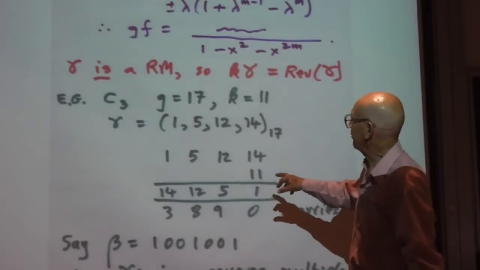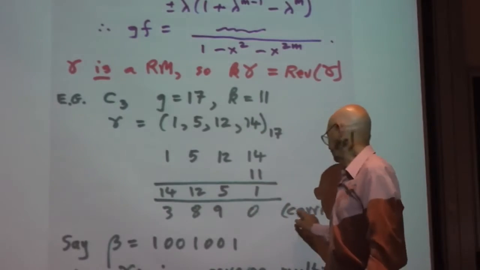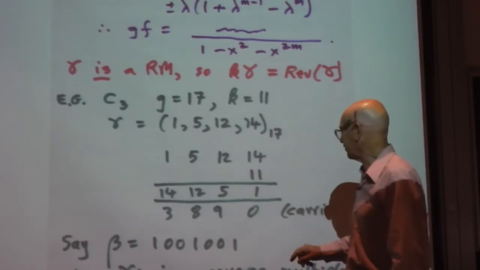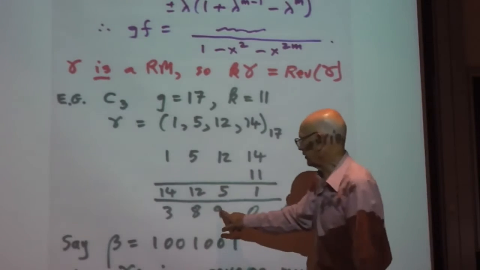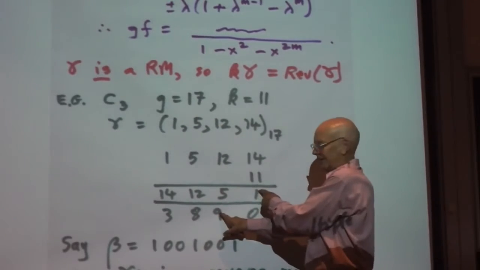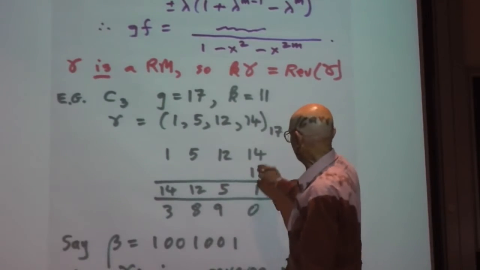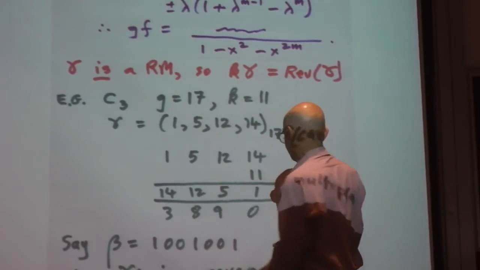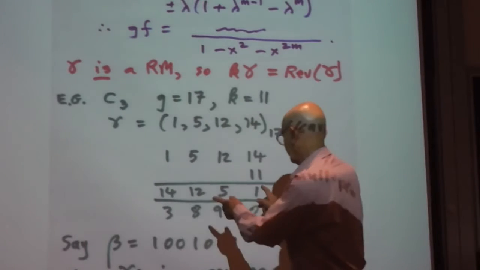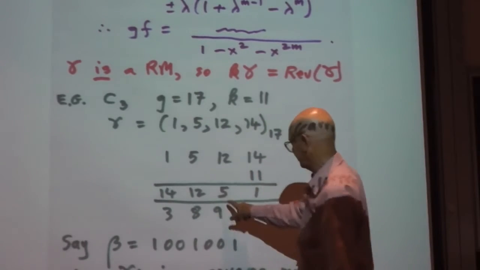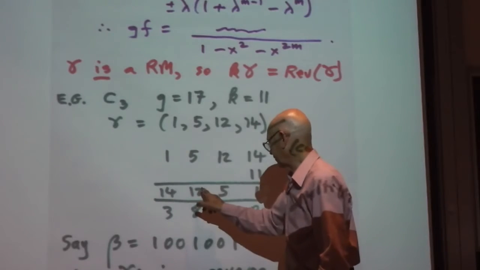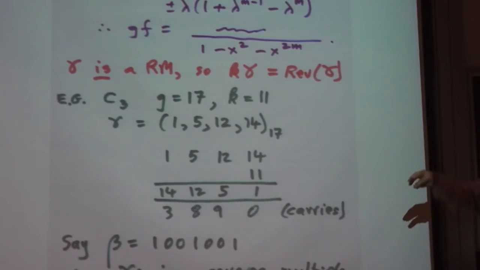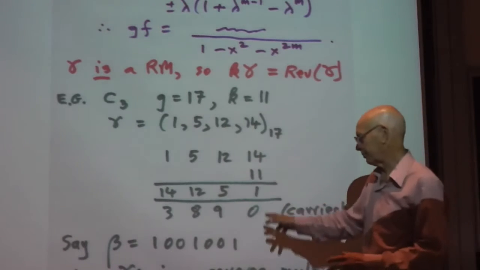So we're doing calculations mod 17. But because we can also read off the carry digits, we don't really have to work very hard. So we say 11 14s is 154, which is 9 times 17 plus 1. So the carry is 9. 11 times 12 plus 9 is 141, which is 8 times 17 plus 5, and so on. And we get 1, 14, 12. We get 14, 12, 5, 1, which is the reverse of what we started with. So we verify directly that this is a reverse multiple.